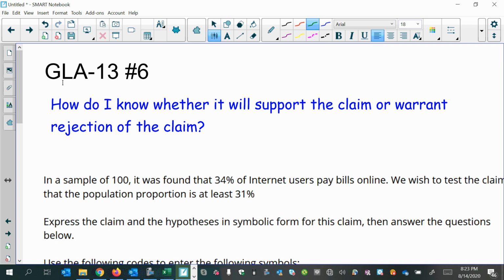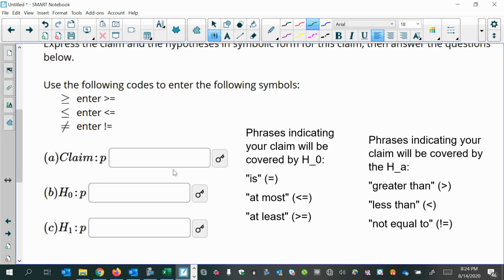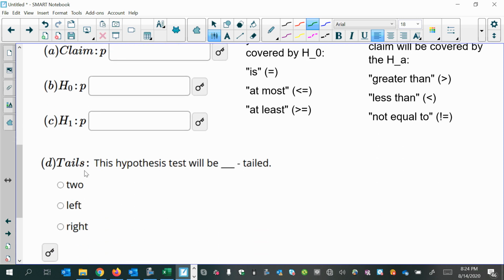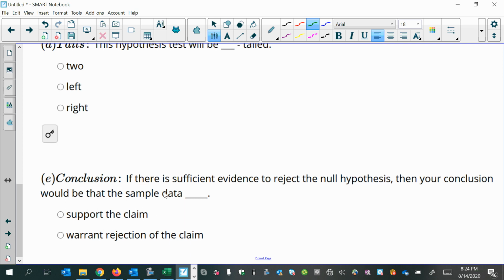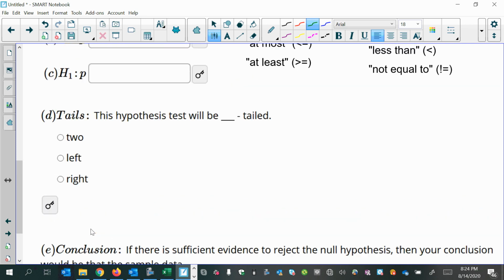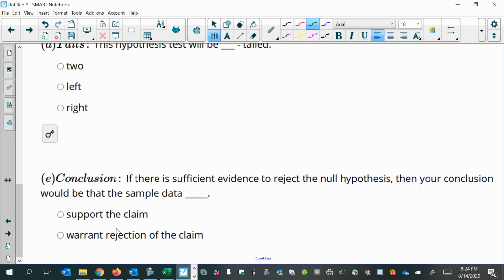All right, here is an answer to your question. How do I know whether it will support the claim or warrant rejection of the claim? So let's read through the whole problem in a moment, but just to give you an overview, we're given a scenario. We're supposed to put the claim in symbols and the null hypothesis and the alternative hypothesis, then determine the tails of the test, then determine the conclusion as it relates to the claim if there was sufficient evidence to reject the null hypothesis. His question was really about this last part, but we have to understand the earlier parts in order to really understand why the conclusion should be what it is.